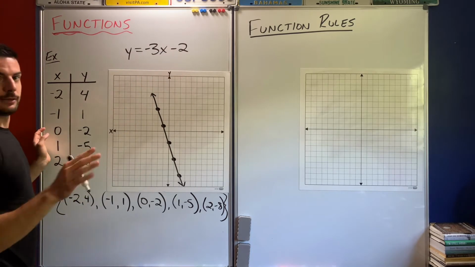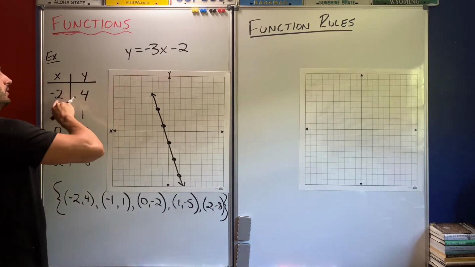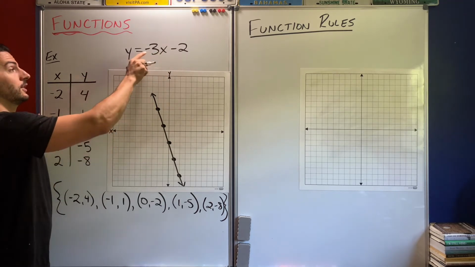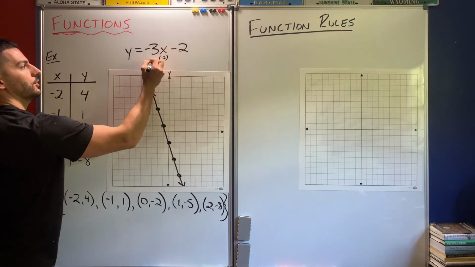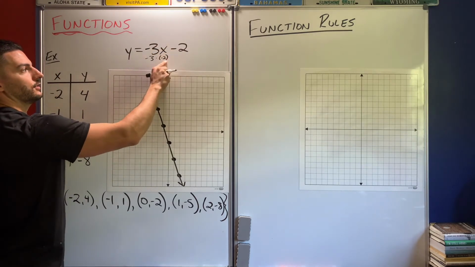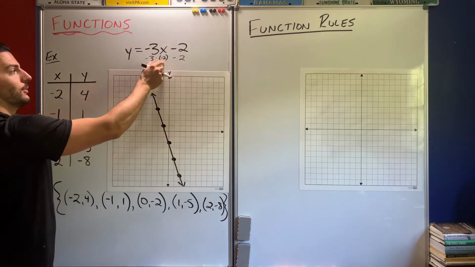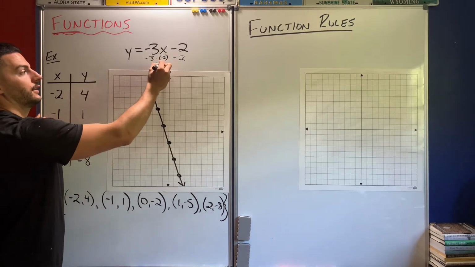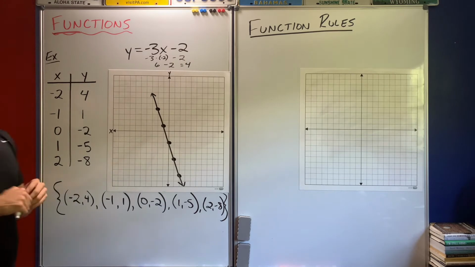Let's do that a couple times so you can believe me. When x is -2, let's substitute that in to make sure this works. I would be doing -3 times -2 minus 2. With order of operations, I multiply first, so -3 times -2 would be positive 6, and then 6 minus 2 does equal 4. So that works, I got that y answer.